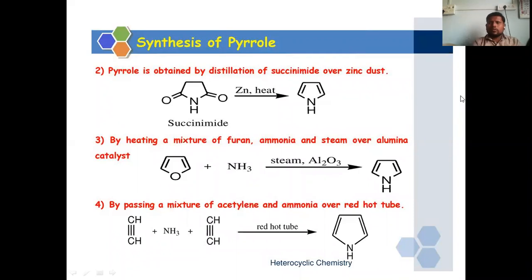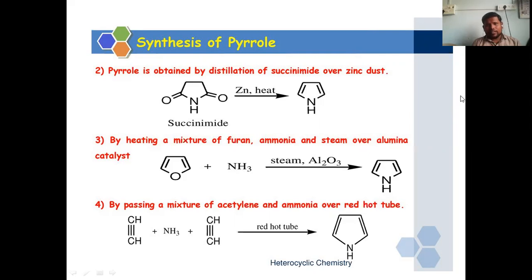Hello. So this is the topic of last lecture, synthesis of pyrrole. In that lecture, we studied how to synthesize pyrrole from various substrates. There are three examples and three methods given for the synthesis of pyrrole. The first is the preparation of pyrrole from succinamide in the presence of zinc and heat.